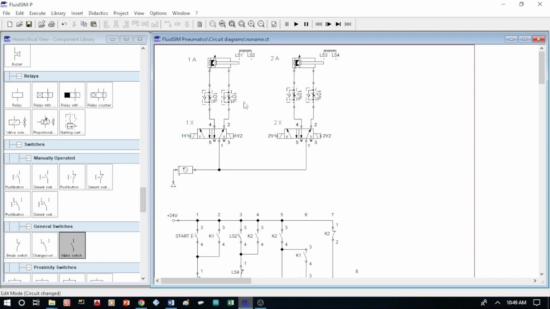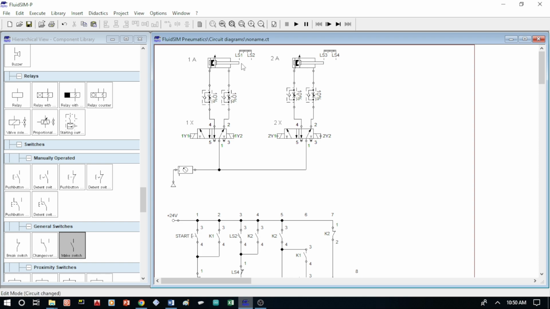Okay, here is a one-way flow control valve. These valves control the speed of the cylinder movement. They allow air to flow freely in one direction and restrict flow in the opposite direction to reduce speed and provide smooth motion. And next is a double-acting cylinder.